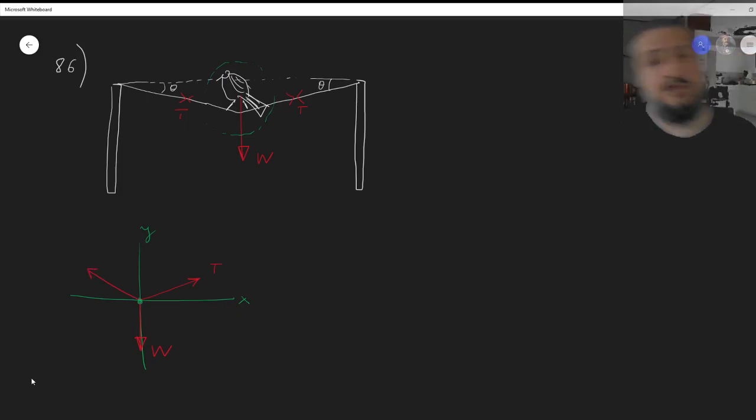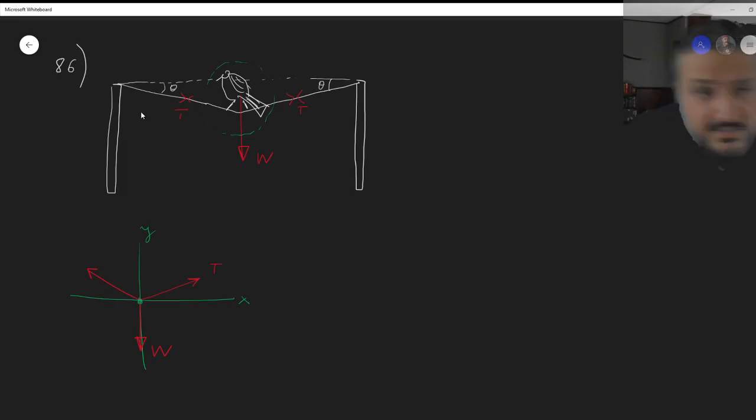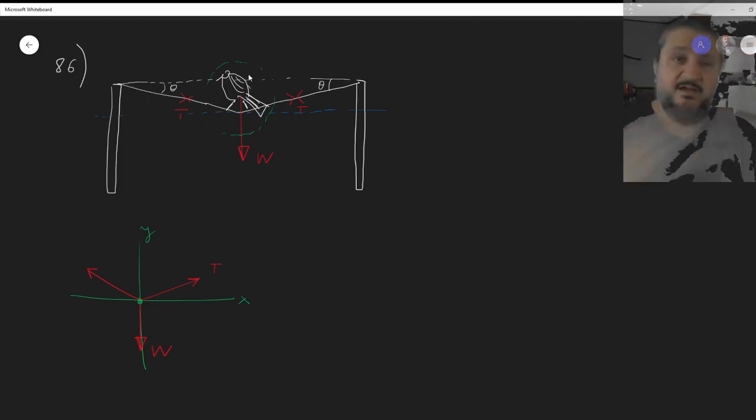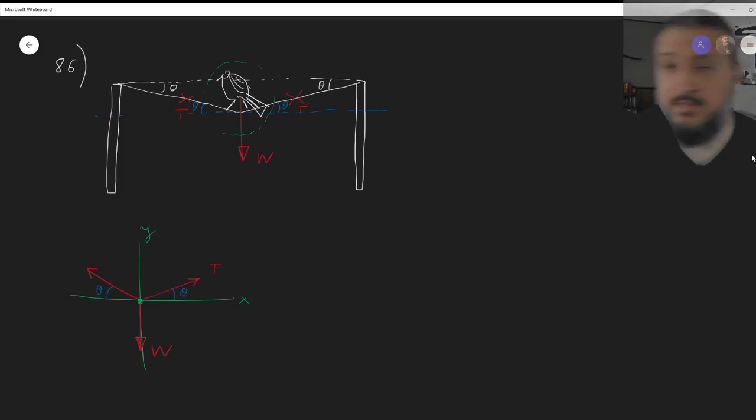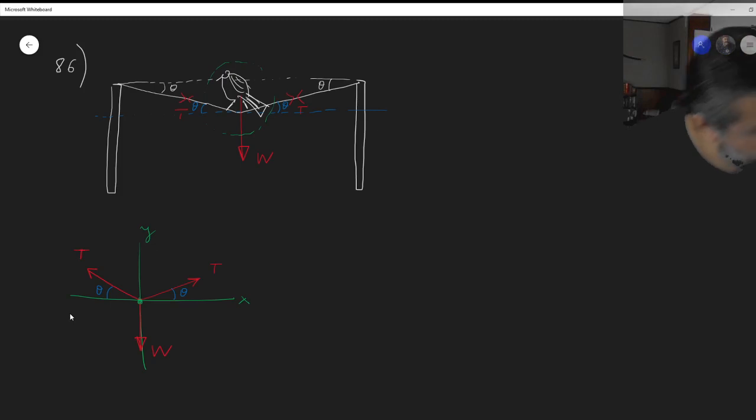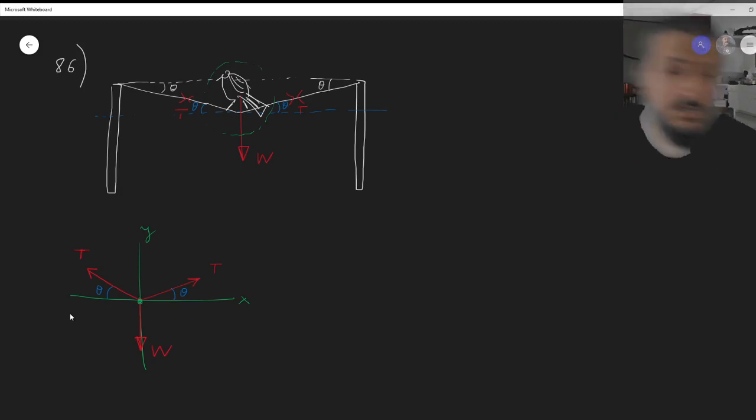Using symmetry, if you consider a line here parallel to the original position of the clothesline, two parallel lines and intersecting lines, you will see that this is also theta here, and this angle is also theta. So how do we find T? And theta is not given. Okay, so we have equilibrium.